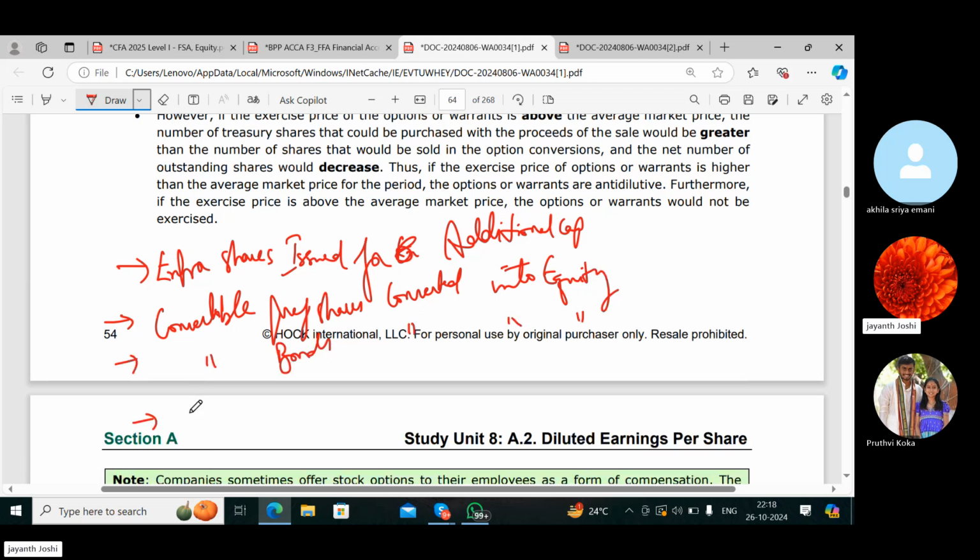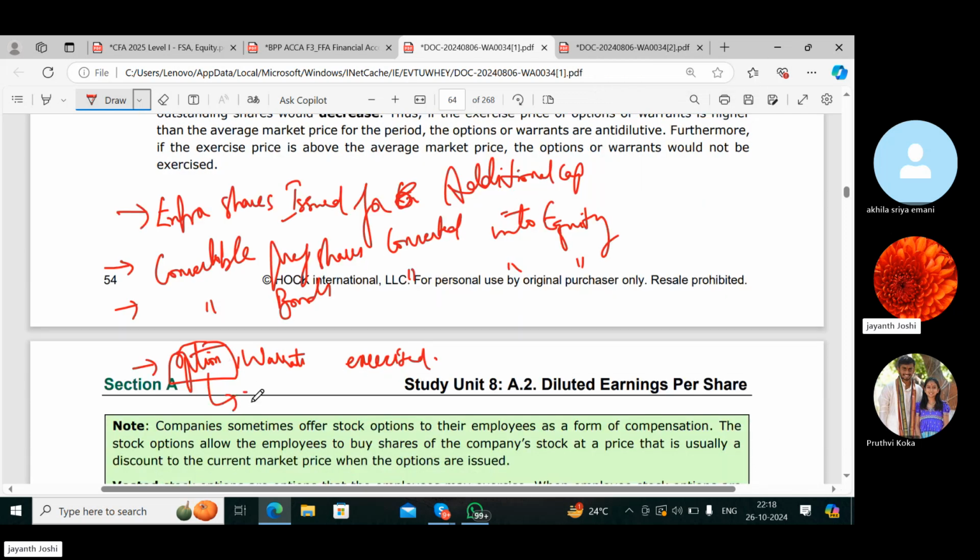Fourth reason can be options and warrants exercised. So let's say a company's employee or a top executive of the company has been given the option to buy company shares in the future. That is called ESOP, employee stock option plan. And if he exercises that option and buys the company's shares, the number of outstanding shares will increase and that will again dilute the EPS. So these are the reasons. Fine.